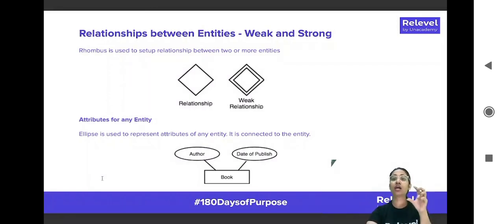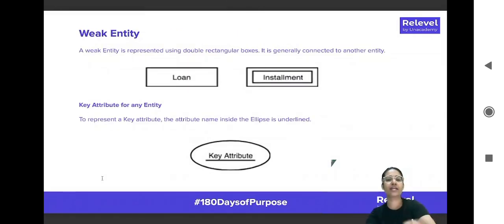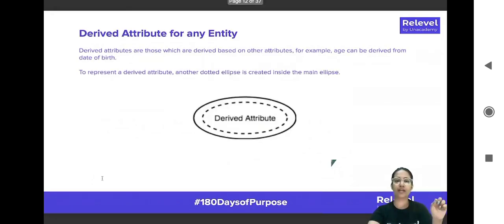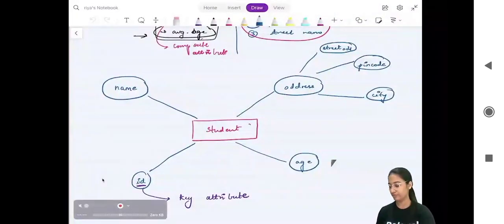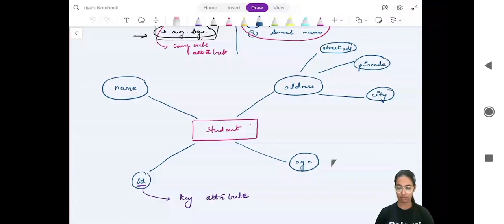If it's a strong entity, one rectangular box. If it's a weak entity, then it's two rectangular boxes. If it's a strong relationship, one rhombus. If it's a weak relationship, two rhombuses nested inside one another. If it's a key attribute, you have to underline it. If it's a derived attribute, you have to put it in dotted. If it's a multi-valued attribute, you have to do this. So this is how it basically works.